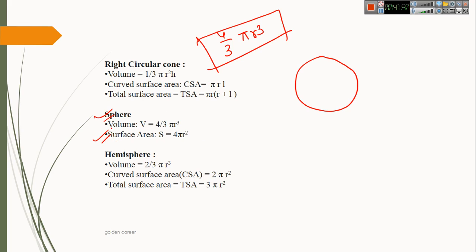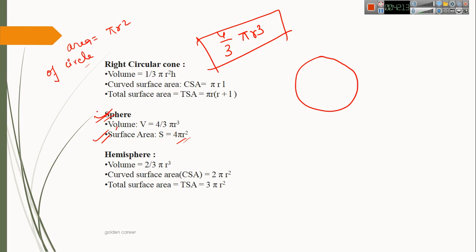Next we have sphere. So sphere is a 3D circle, what we can say, a ball. So for sphere, volume is equal to 4/3 pi r cube. This is the volume for a sphere.